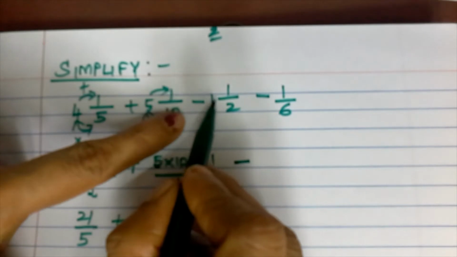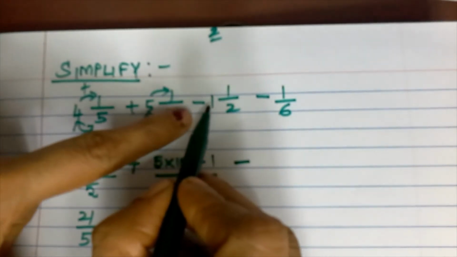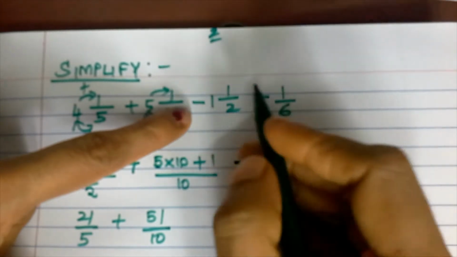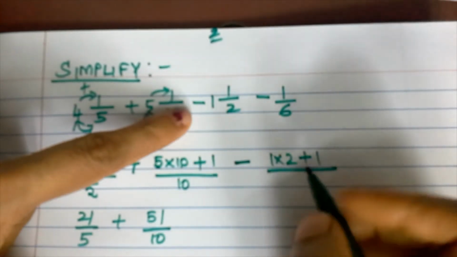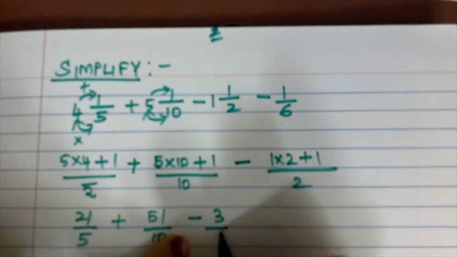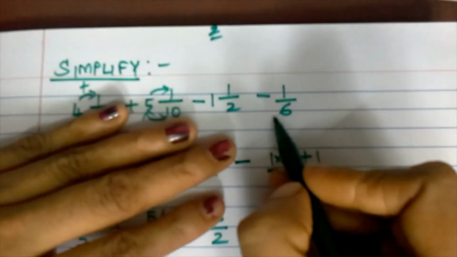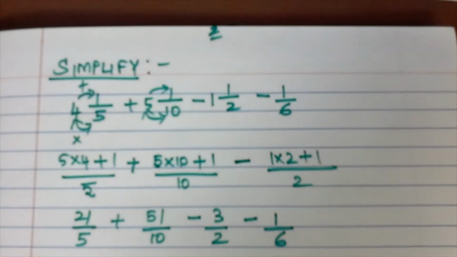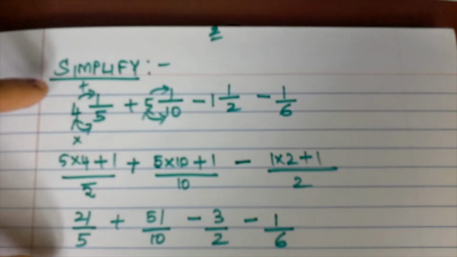Next one is 1 by 2. Same thing: multiplying 1 into 2, which is 2, and with the answer I add my numerator and keep the same denominator. So 2 plus 1 is 3, so minus 3 by 2. And for the last one there is nothing to solve, you just write the same fraction. So this is the first step of solving the sum.